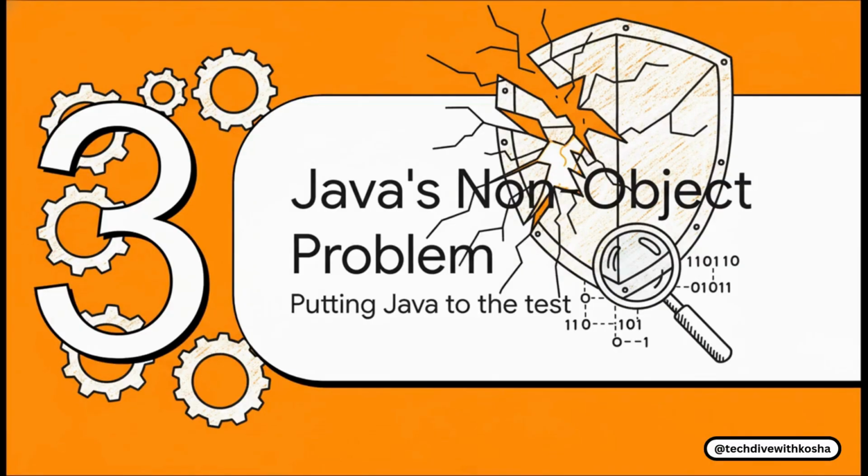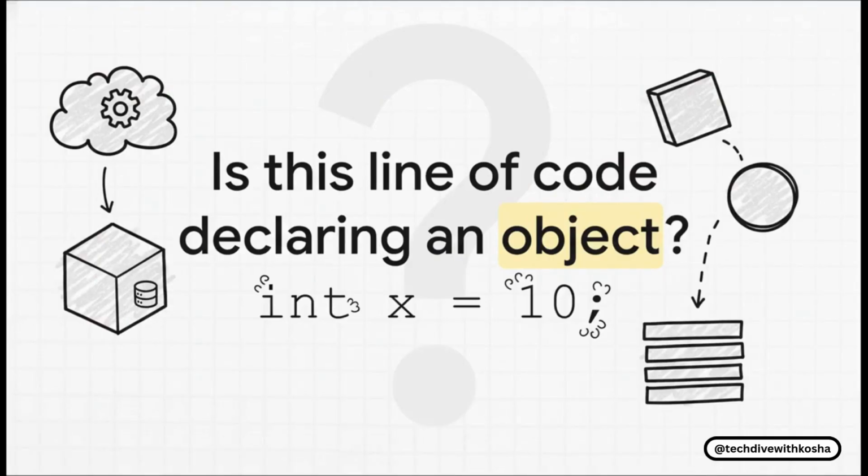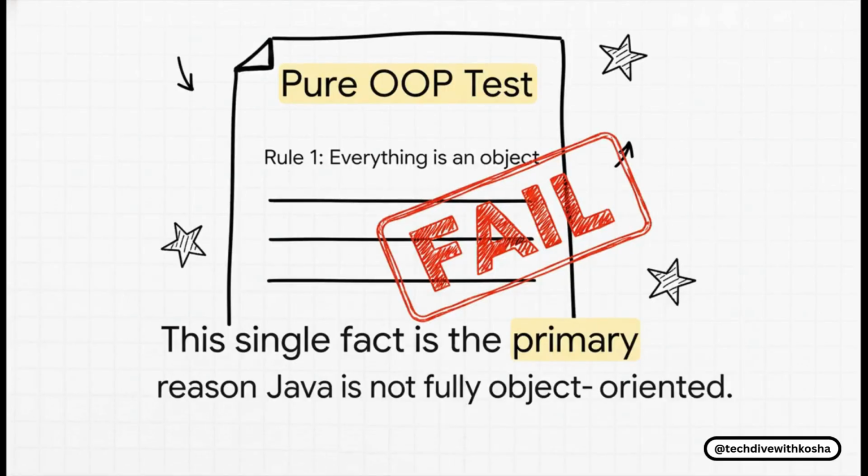So, how does Java do? All right, it's time to put Java under the microscope. We're going to apply these rules and find the exact spot where its perfect object-oriented armor starts to crack. And believe it or not, it all comes down to one of the simplest lines of code you can write in Java, int x = 10. Just ask yourself this one question. That little x we just made, is it an object? The answer is a big, fat, undeniable no. And that single no is the whole reason Java is not a purely object-oriented language. It breaks rule number 1 right out of the gate. Not everything is an object.